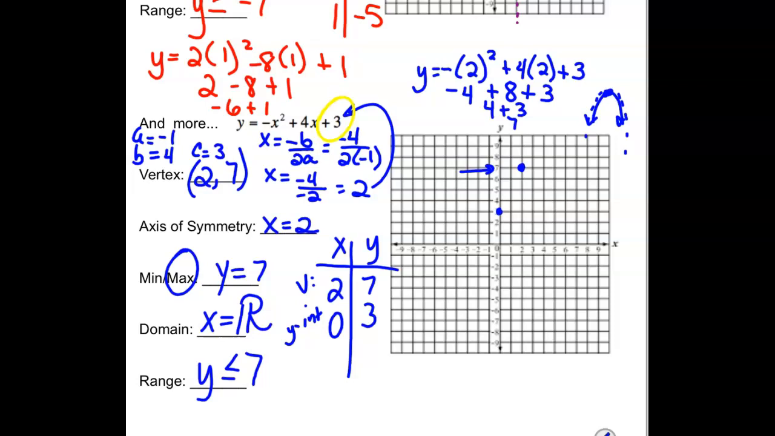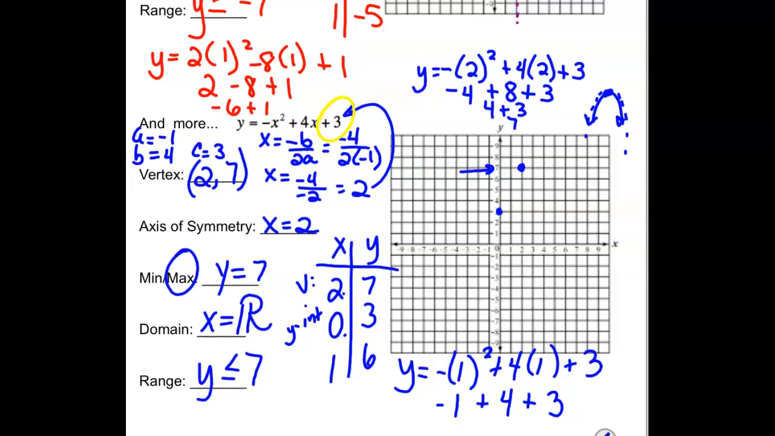And let's find one more. Since we have x values of 0 and 2, let's go in between and put a 1. And let's plug a 1 into our equation. So y equals the opposite of x squared plus 4 times x plus 3. And we chose to plug in a 1. 1 squared is 1. This makes it a negative 1. 4 times 1 plus 3. Negative 1 plus 4 is 3, and 3 plus 3 is 6. So we are looking at the point 1, 6.